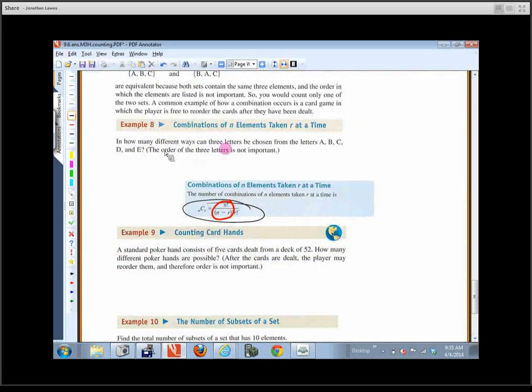In how many different ways can three letters be chosen from the letters A through E? We're just going to choose the letters. It doesn't matter what order they're in. We're just going to put them in a group. So according to this, this would be the formula for the number of combinations of 5 things taken 3 at a time. We'd have a 5 factorial on the top, a 5 minus 3 factorial on the bottom, and a 3 factorial on the bottom.